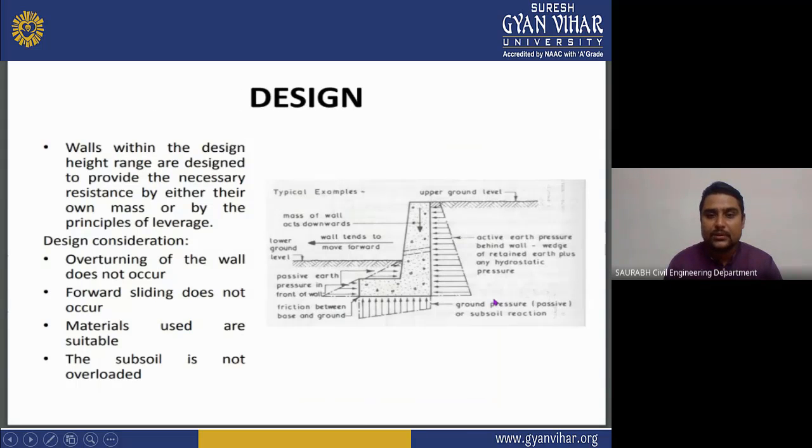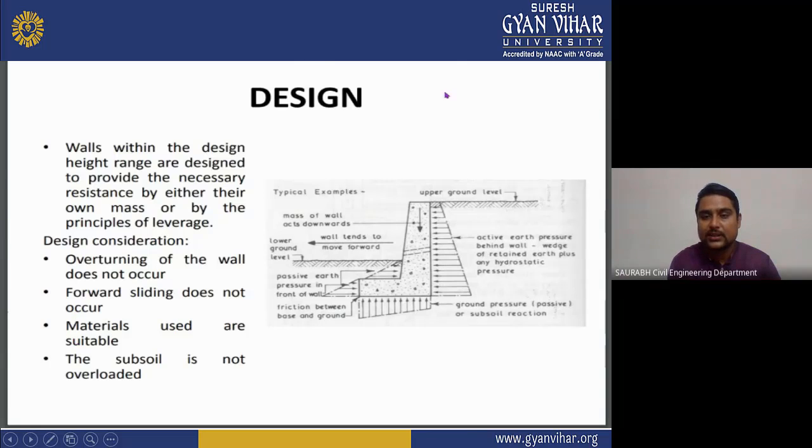Now we will see how to design a retaining wall. Walls within a design height range are designed to provide the necessary resistance either by their own mass or by the principle of leverage. There are some design considerations: overturning of the wall does not occur, forward sliding does not occur, the material used is suitable, and the subsoil is not overloaded.